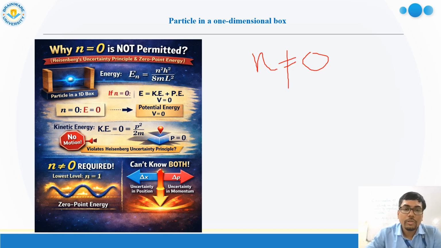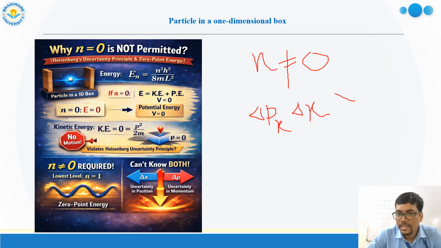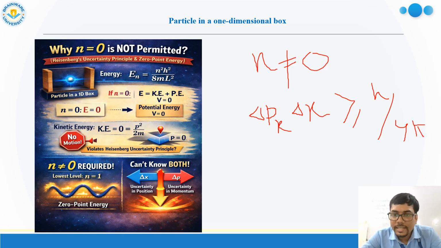Now you know about the Heisenberg uncertainty principle. According to the Heisenberg uncertainty principle, the mathematical form, if I consider along the x-axis, is delta x times delta px is greater than or equal to h by 4 pi. Where delta x is basically the uncertainty in the measurement of position, and delta px is the uncertainty in the measurement of momentum.